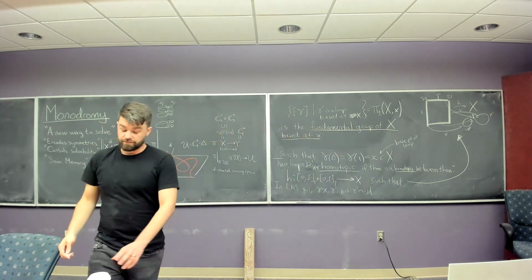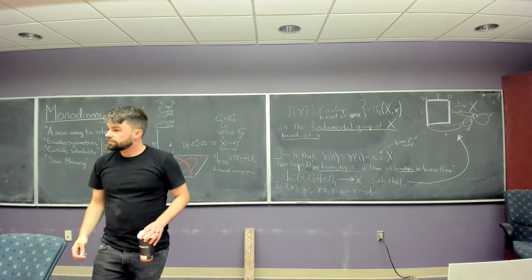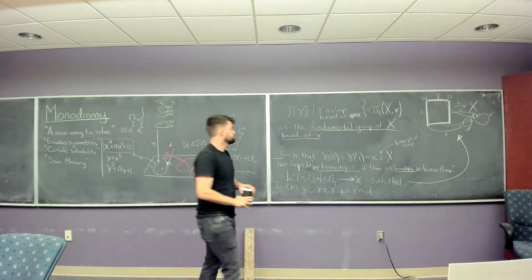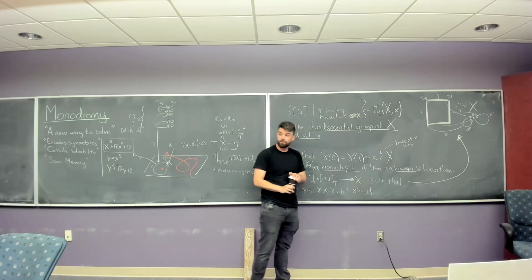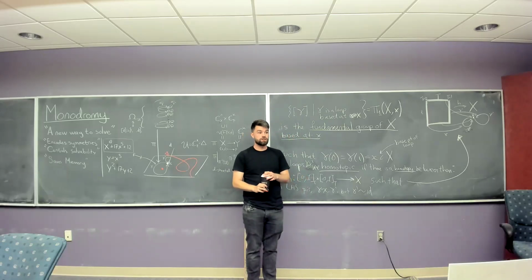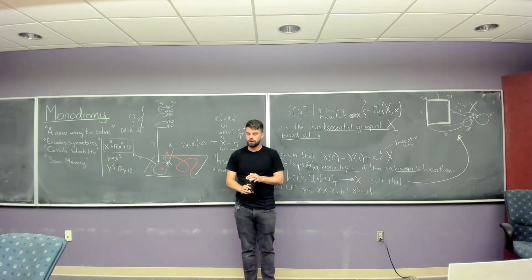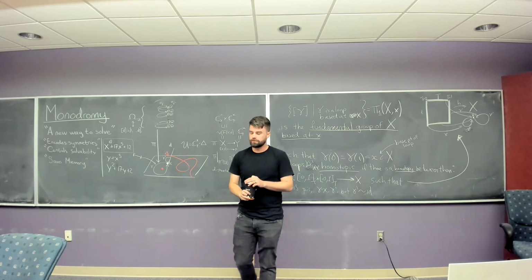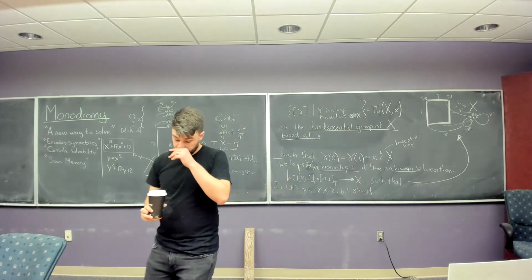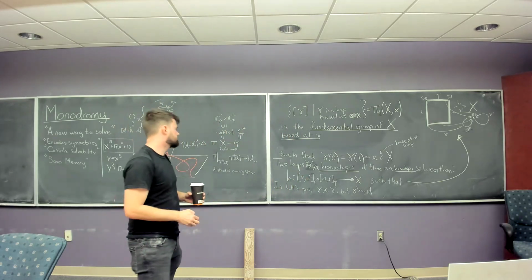And again, this definition implies a very strong theorem, that this set forms a group. That there's some way to combine equivalence classes of loops up to homotopy and get new loops.